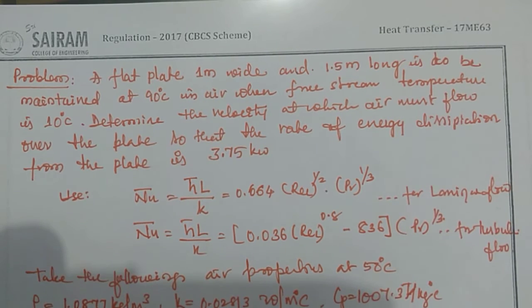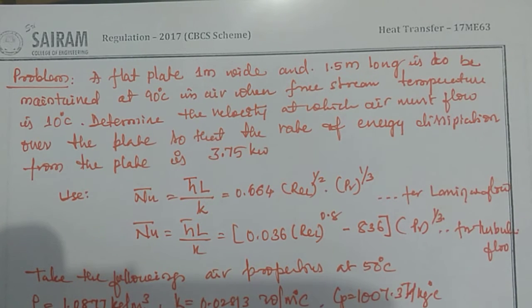The problem is like this: a flat plate 1 meter wide and 1.5 meter long is to be maintained at 90 degrees centigrade in air when free stream temperature is 10 degrees centigrade. Determine the velocity at which air must flow over the plate so that the rate of energy dissipation from the plate is 3.75 kilowatt.